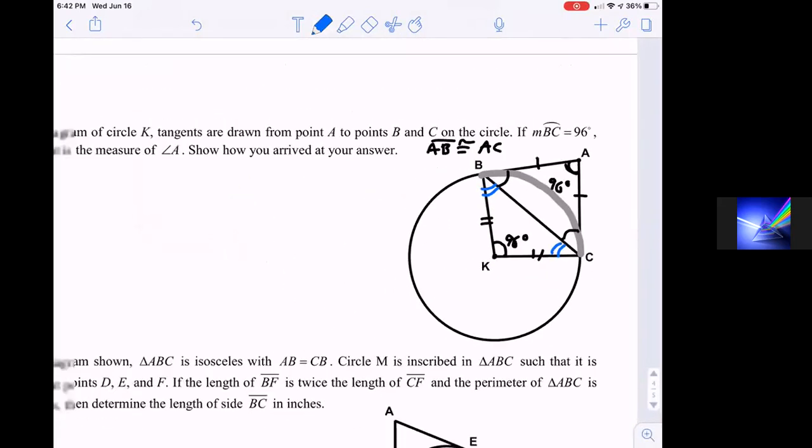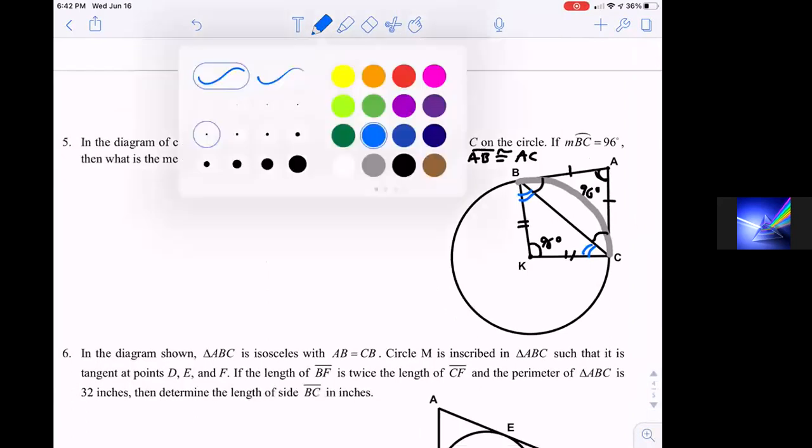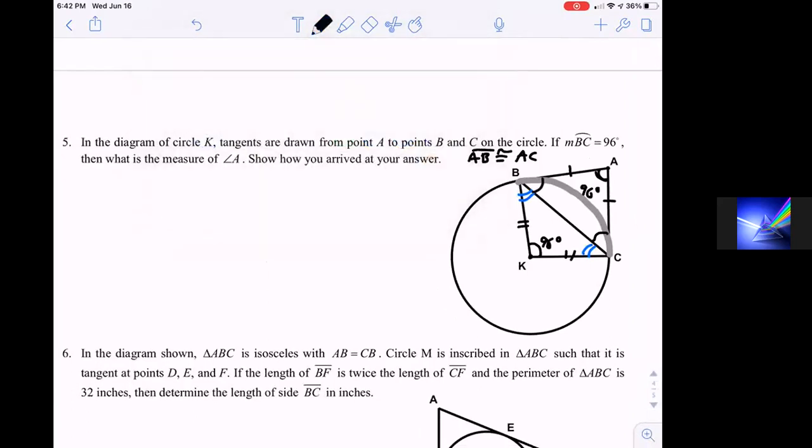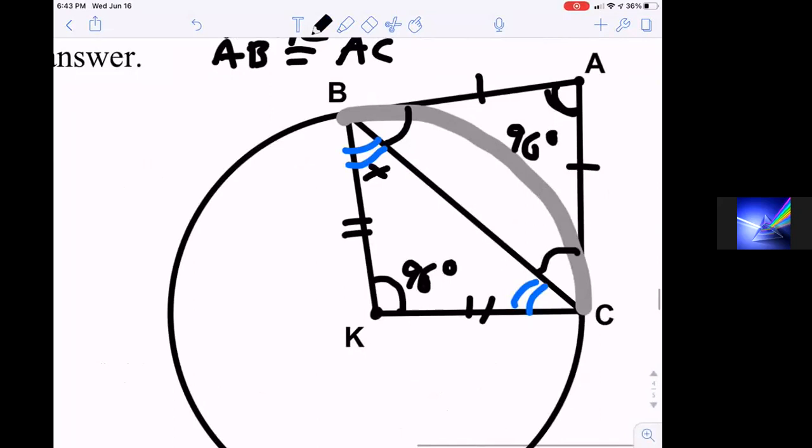So here's how we're going to set this up. We're going to figure out what those blue missing angles are. And to do that, we're going to let angle CBK and angle BCK equal X. So we're going to let this equal X and we're going to let that equal X. We're going to let both those blue angles equal X.